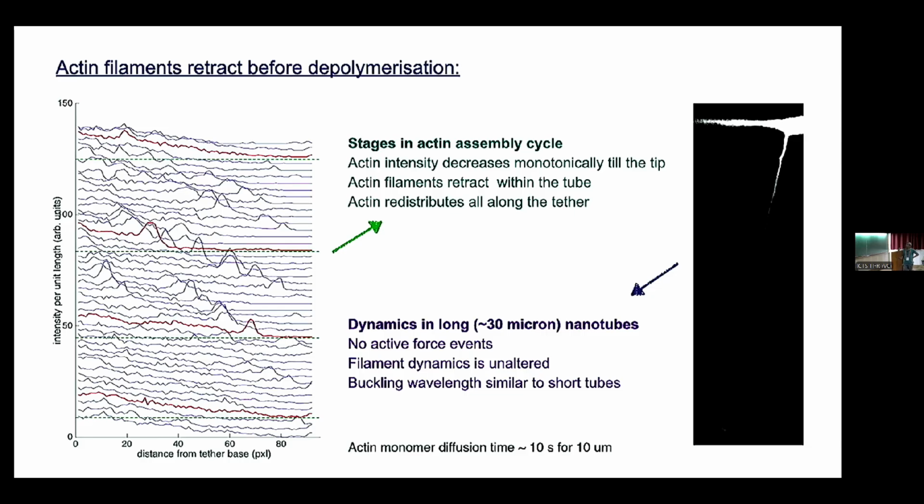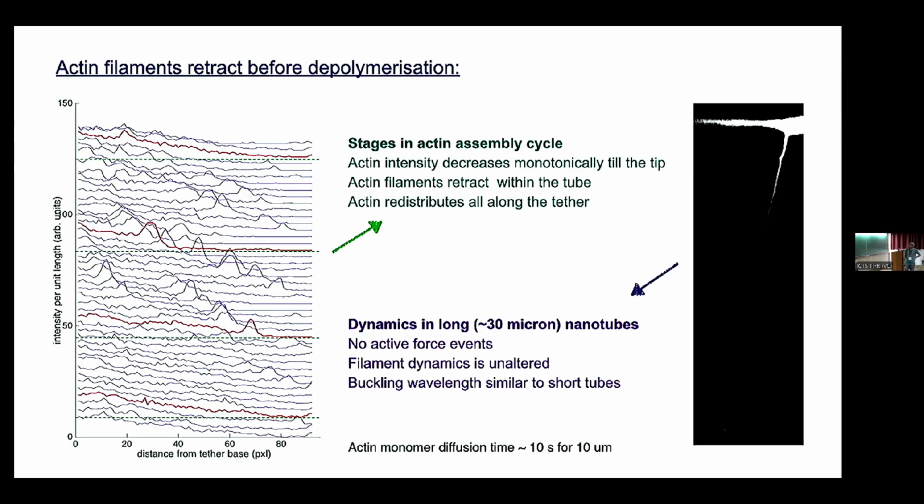So this suggests that actin filaments retract within the tube, and after they retract, they redistribute, and then it becomes again this continuous monotonic fall from the base to the tip. So there is some process by which actin retracts, and then it seems to depolymerize and then grow back and then again retract.